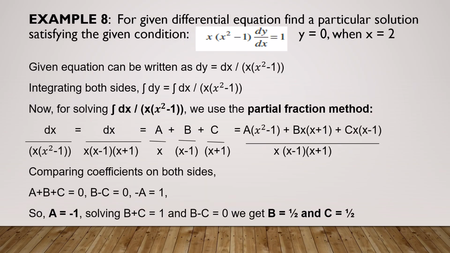Example 8. For the given differential equation, find a particular solution which satisfies the given condition. The differential equation is x (x square minus 1) dy by dx equal to 1 and the condition is y is equal to 0 when x equal to 2.